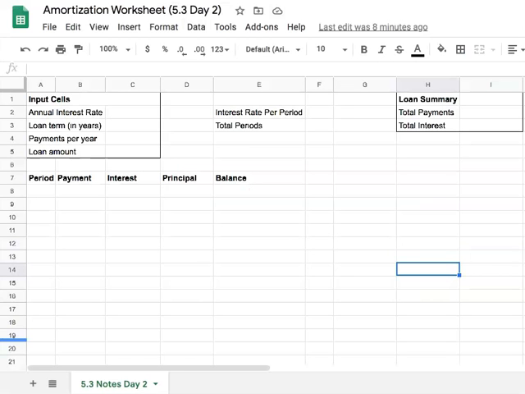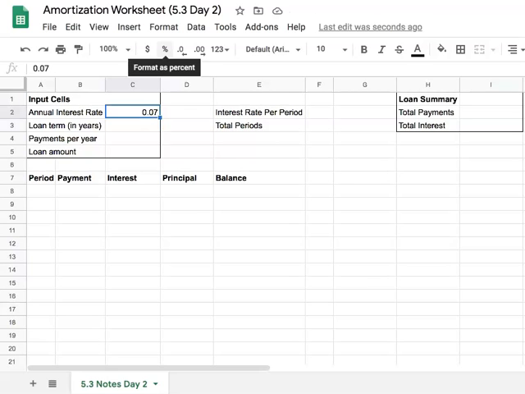So here I'm going to go ahead and plug all those numbers in. The annual interest rate, 0.07. All right, I changed that into a percent. And then I'm going to put in the loan term. We're saying this is going to take 2 years. We said monthly payments, so that's 12 payments each year. And we said the loan amount is going to be $50,000.